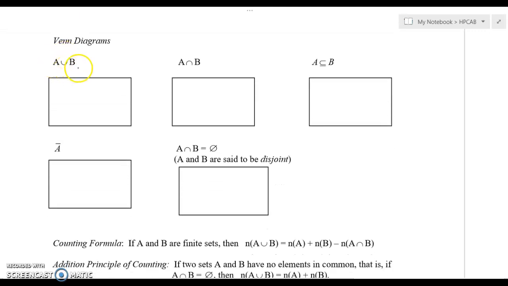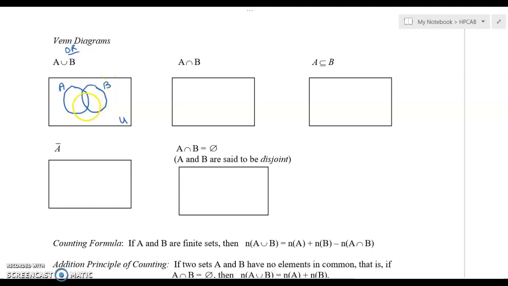So A union B. Union is also kind of like OR. I'm sure you kind of remember ORs and ANDs when you did inequalities and things. So here we have a rectangle. In this rectangle is going to be U, the universal set. When it's A or B, they'll probably have some stuff in common, so you've got them kind of overlapping. I'm sure you've seen Venn diagrams before.